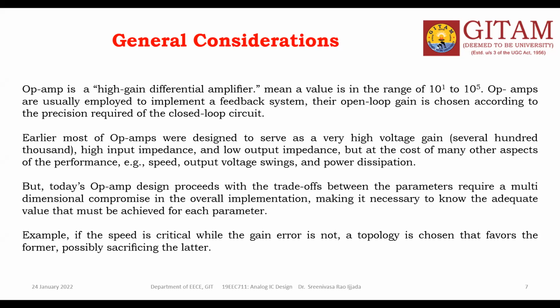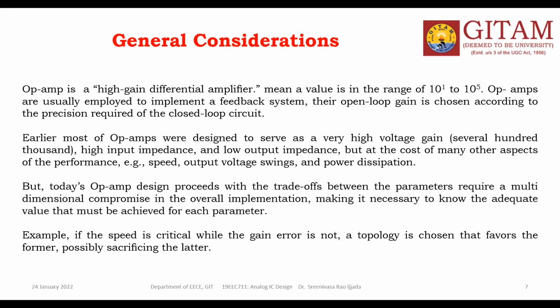If the speed is critical while the gain error is not, a topology is chosen that favors the former, with possible sacrifice in the latter. So what he's saying is an example, talking about speed and gain. If the speed is very important, and at any cost I need the higher speed, and the application or the circuit operation must be very high speed, then you need to compromise with the gain.